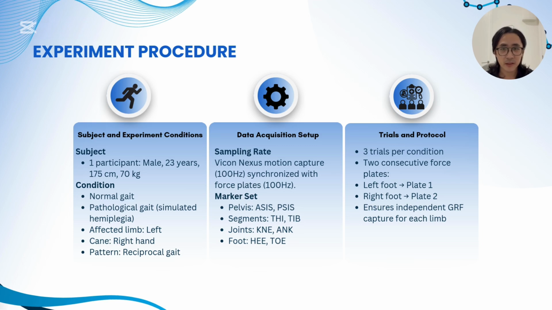Hi, my name is Narisu. I will briefly introduce the experiment setup and data analysis. Our study includes 1 male subject, and the subject was required to walk through 2 force plates in 2 conditions with different gait: the normal gait and the simulated hemiplegia gait. The affected limb was set to the left leg and the cane was on the right side. Subject was required to walk in reciprocal gait when with a cane.